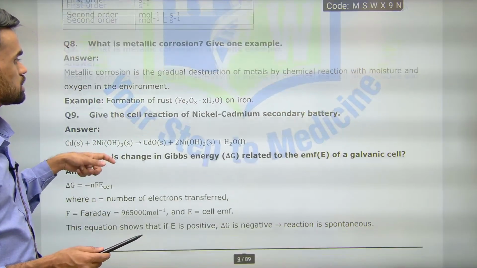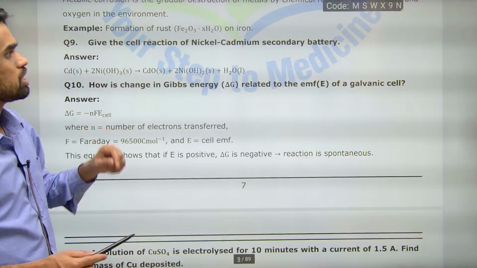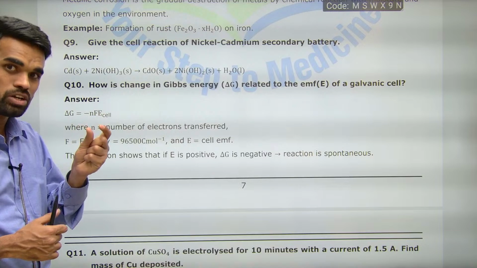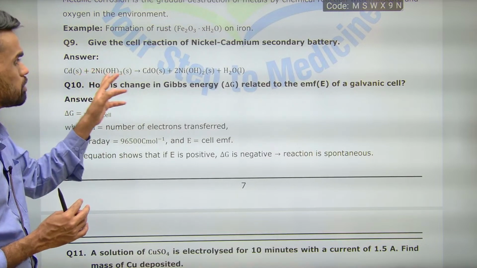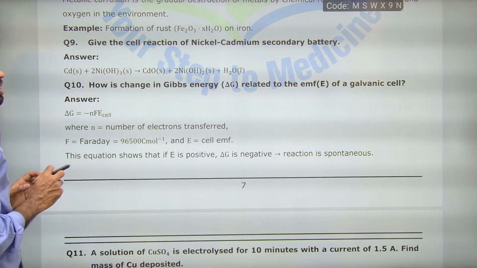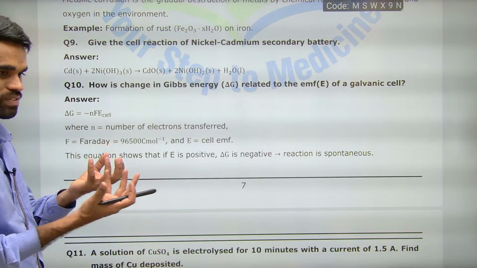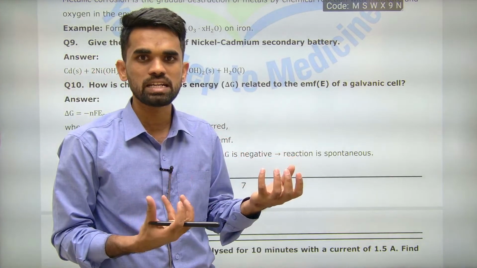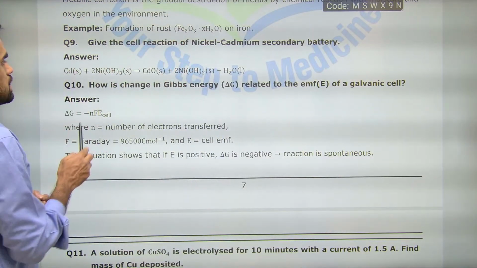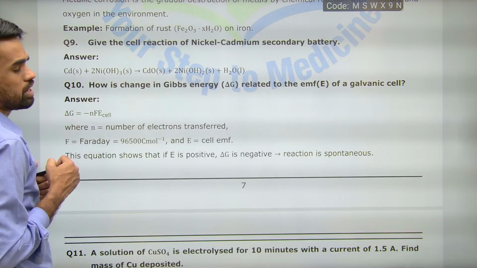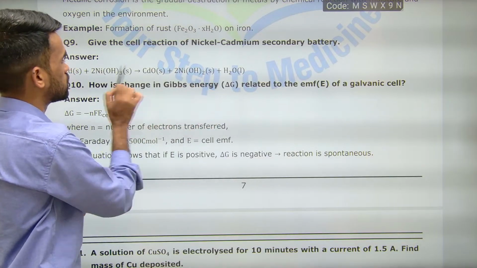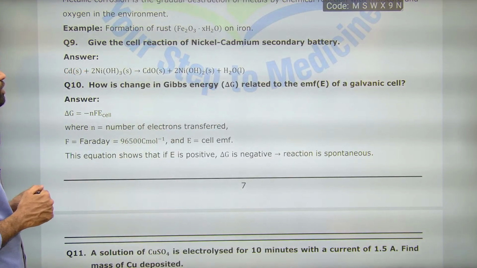Next, give the cell reaction of the nickel cadmium secondary cell. Batteries are one of the important topics for your competitive exams. You can remember this equation for the nickel cadmium secondary battery. We can also expect the question: what are primary cells and secondary cells, and what makes the difference between them? This is a secondary cell. Cadmium plus nickel trihydroxide gives cadmium oxide plus nickel dihydroxide and water. Remember this reaction.